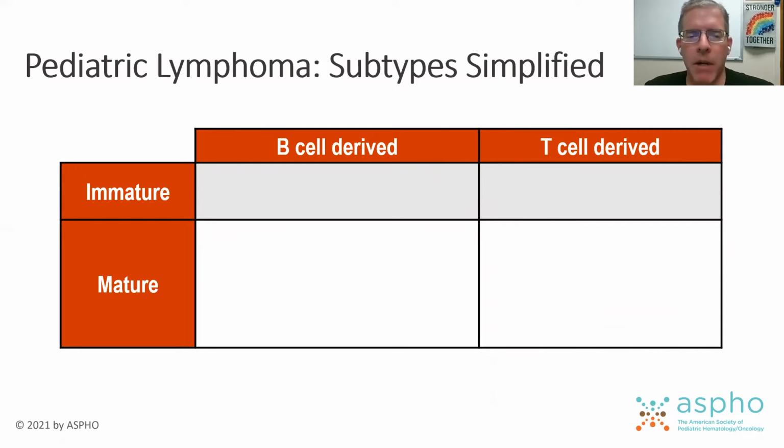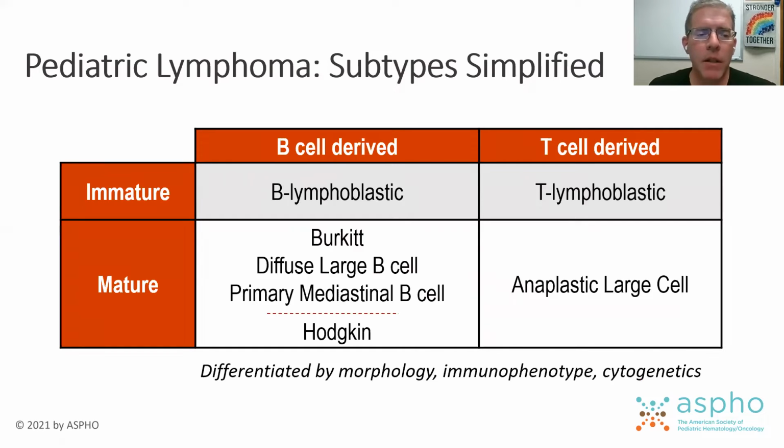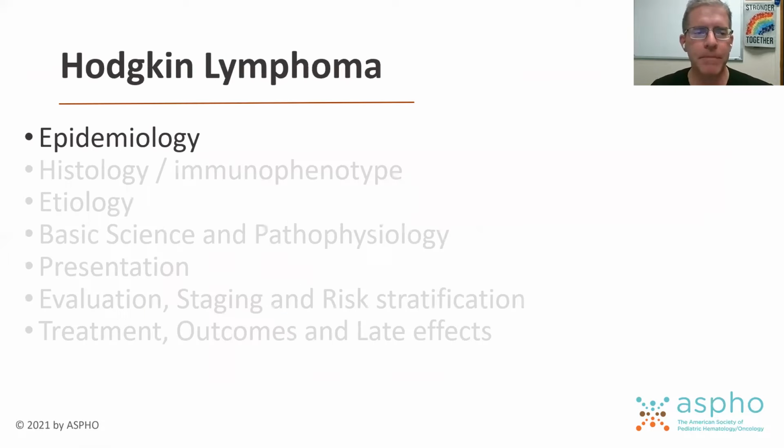A much better way in my mind of looking at lymphomas is simplifying them based on the cell of origin. So they can be immature or mature, and they can be B-cell derived or T-cell derived. An immature B-cell lymphoma would be lymphoblastic lymphoma. An immature T-cell derived would be T lymphoblastic. A mature T-cell derived would be anaplastic large cell, and then all the rest are mature B-cell derived lymphomas.